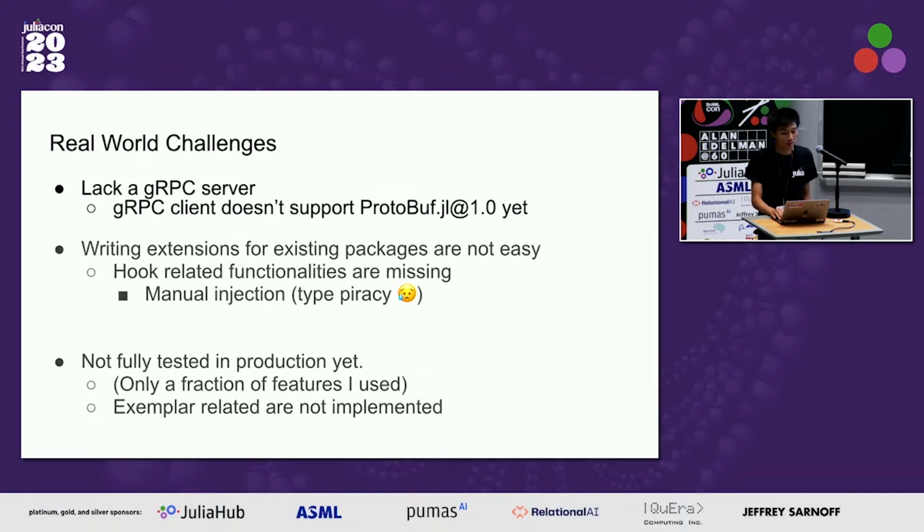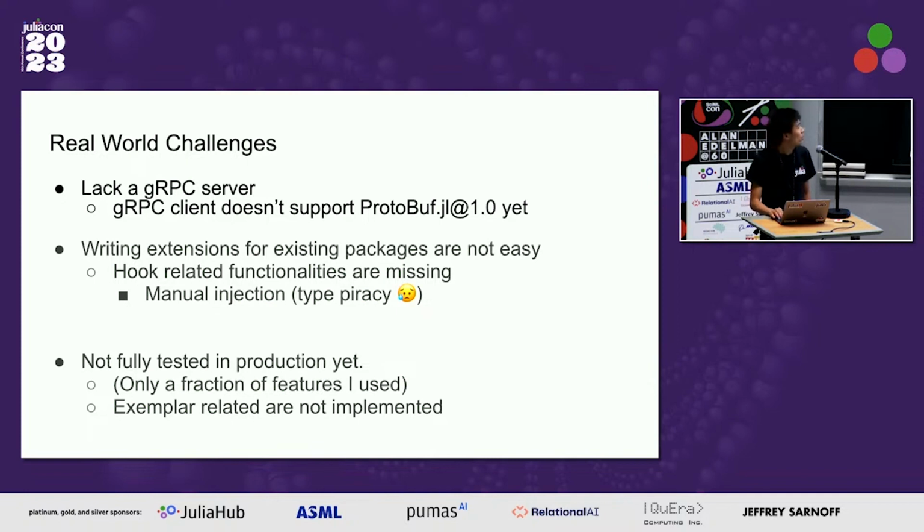Several real-world challenges I met. The first is we lack a gRPC server, and also the gRPC client doesn't support the protobuf.jl at version 1.0 yet. And the second one is writing extensions for existing packages are not that easy because the hook-related functionalities are always missing. Sometimes you have to manually do the injection, and unfortunately, we will encounter type piracy here.